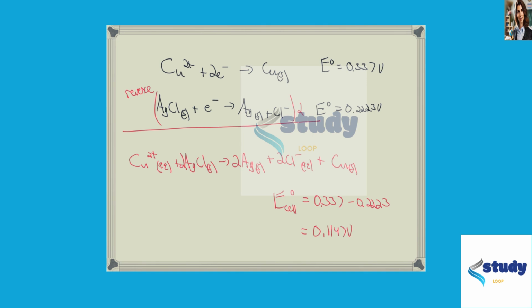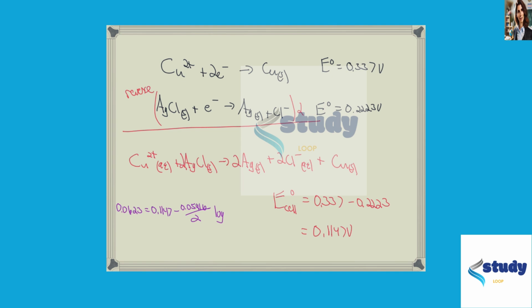0.1147. So if we were asked to calculate the chloride concentration, we'd use the Nernst equation. E cell, this will be the measured potential, which they've given to us at 0.0623, will be equal to the standard potential, 0.1147, that we just calculated, minus, at 25 degrees Celsius, 0.05916, divided by the 2 electrons that are transferred, the log of Q.